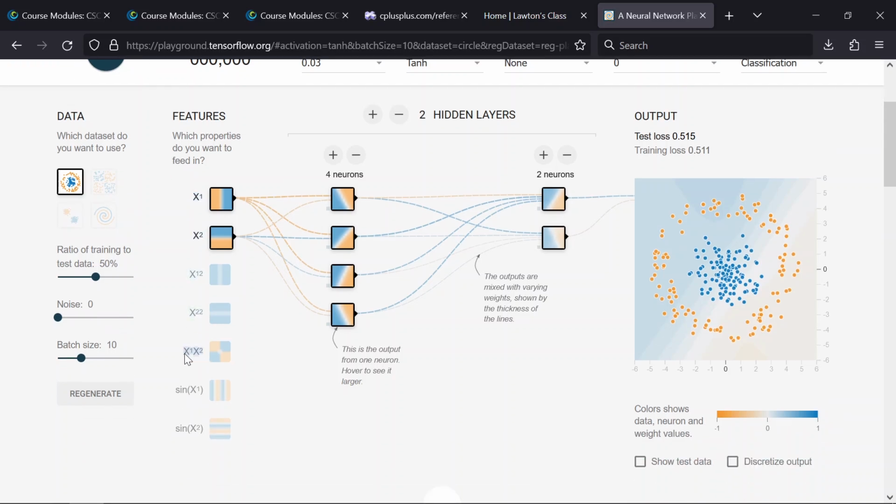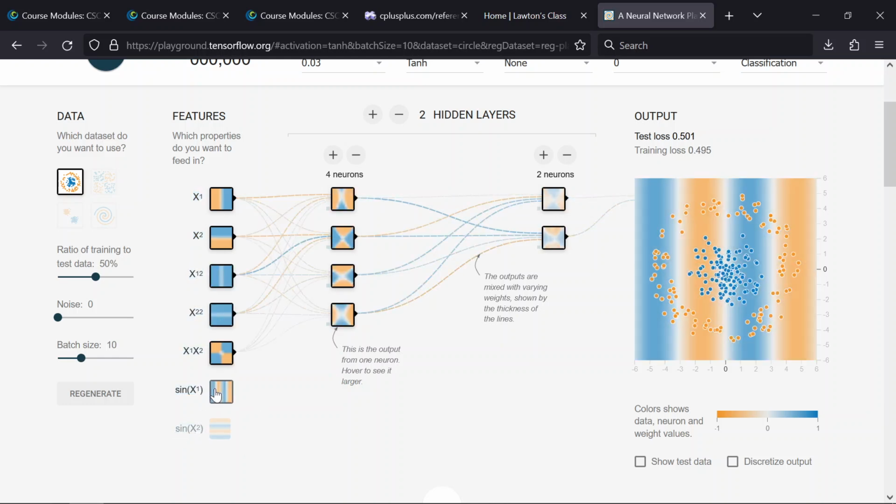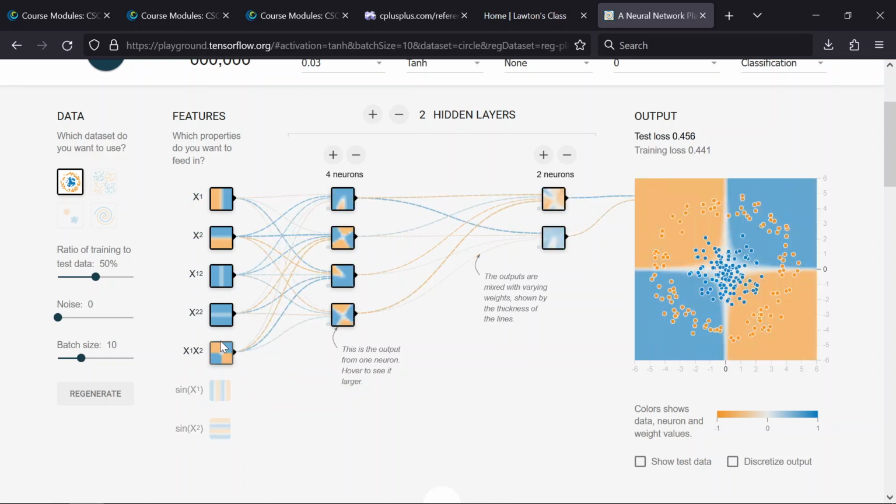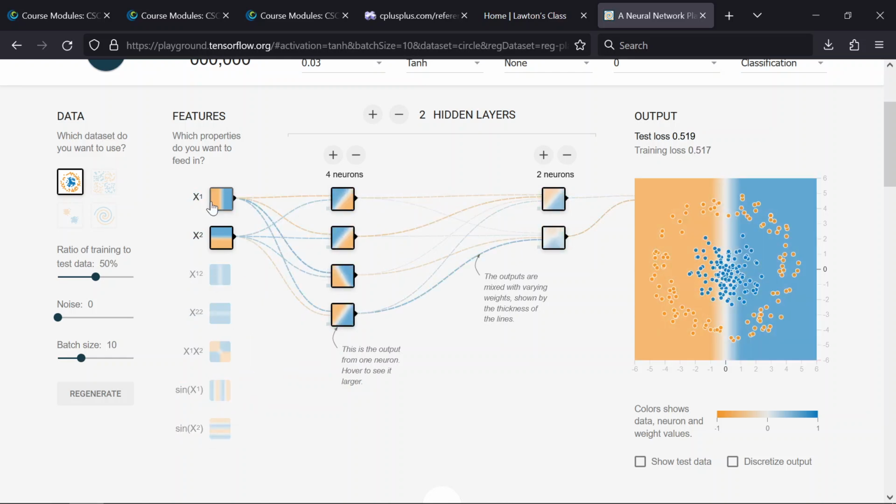X1, X2 is their multiplication, if you need that. You can feed it the sign of the x coordinate, and you can feed it the sign of the y coordinate. Those can be inputs to your neural network. You can turn them on or off. Right now, it's just the x and y coordinates selected.